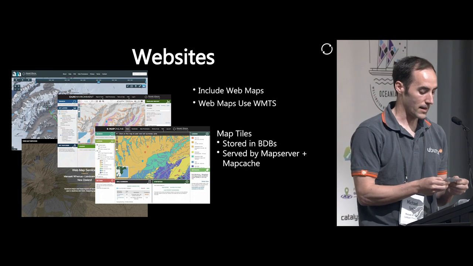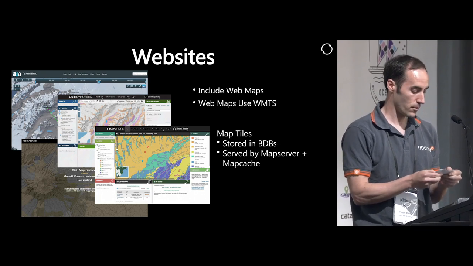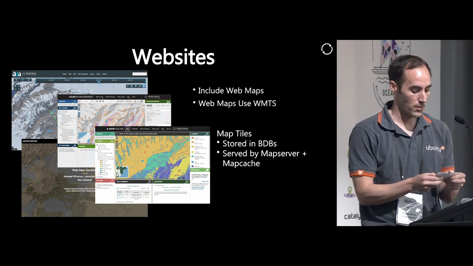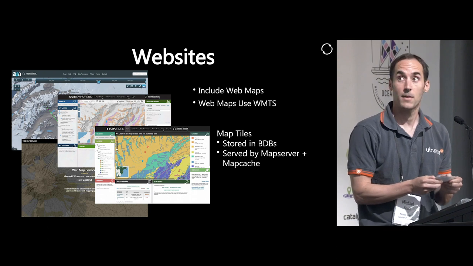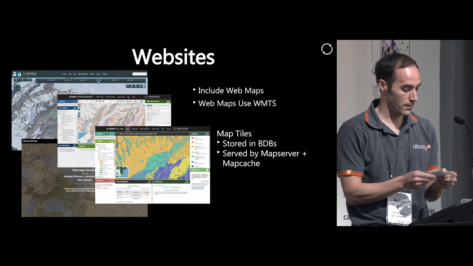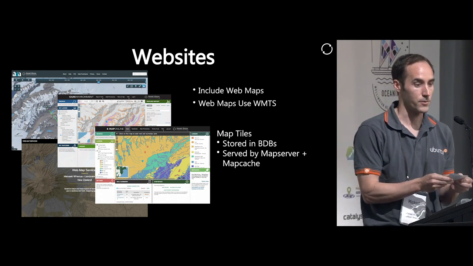Manaaki Whenua Informatics developed and operates several web map applications. Our mapping services rely heavily on WMTS. We cache the maps and store the caches in Berkeley databases, BDBs for short. Our map systems use MapServer and MapCache Apache modules.